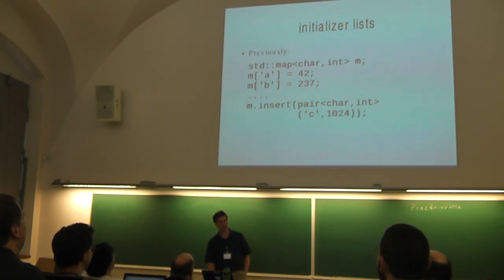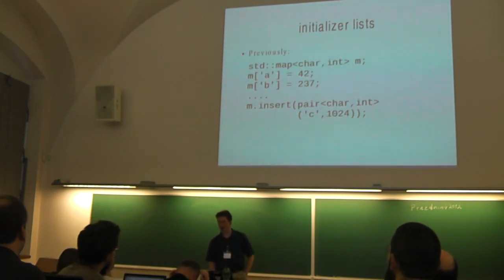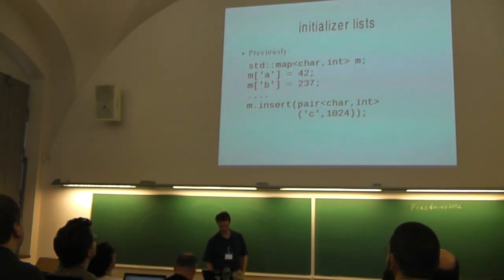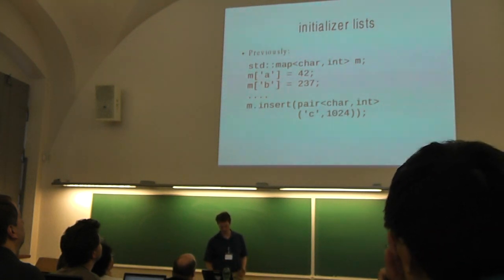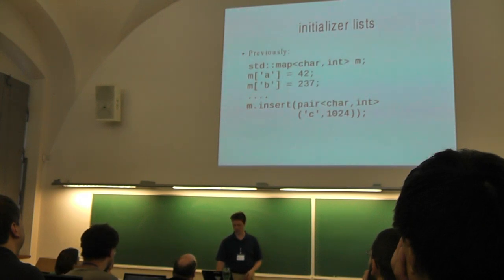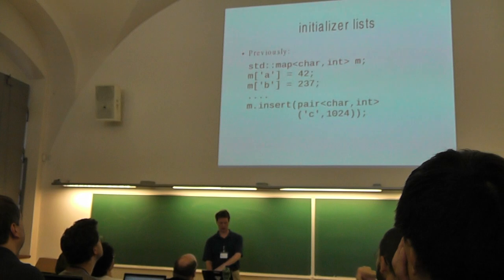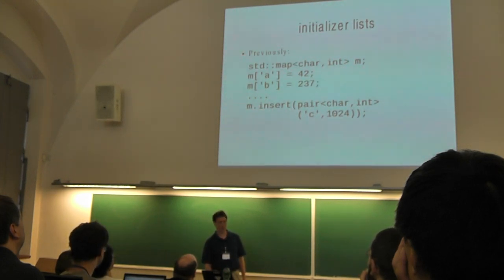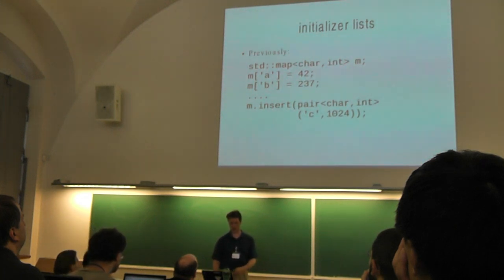Unlike noexcept, which is not to make things simpler to write, just to make them safer, there are extended semantics for brace-enclosed initializer lists. So, for instance, previously to insert an element into a map, you needed to explicitly build a pair in order to insert, if for some reason you didn't want to use the simpler syntax.